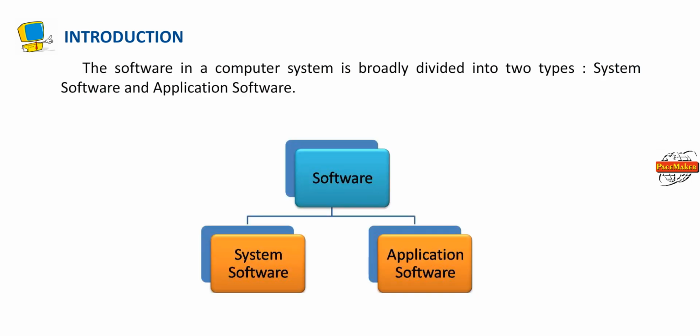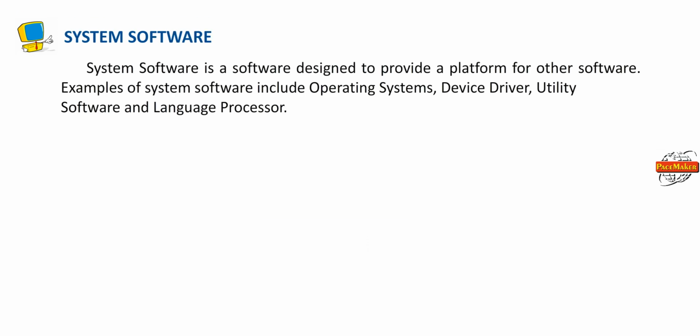The software in a computer system is broadly divided into two types: system software and application software. System software. System software is software designed to provide a platform for other software. Examples of system software include operating systems, device drivers, utility software, and language processors.